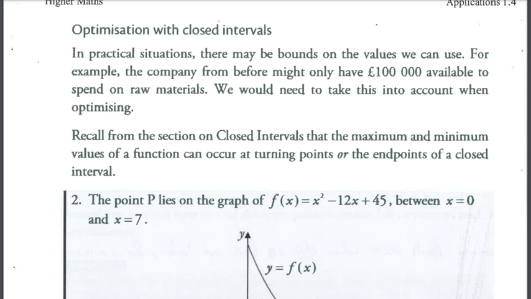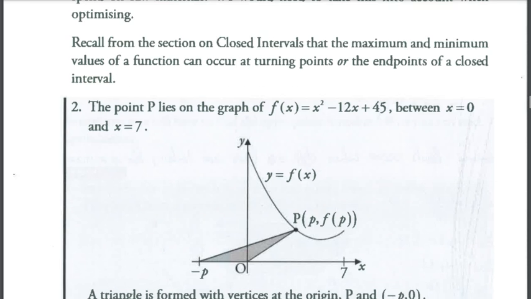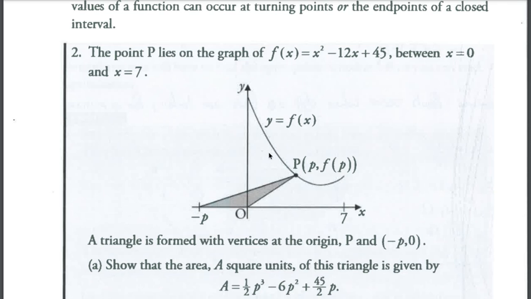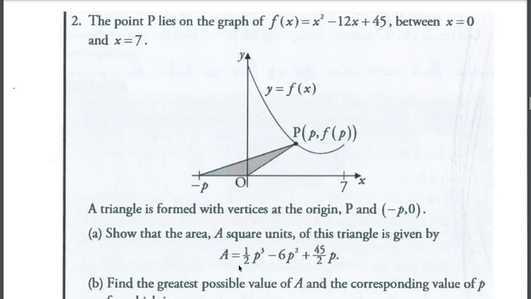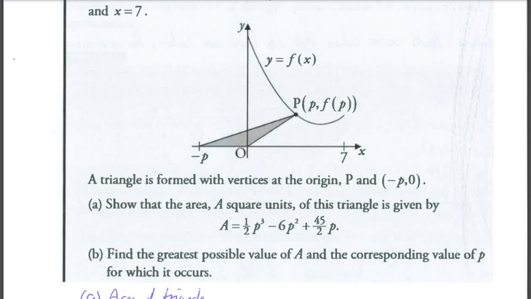So in the previous video, we showed that the area of this triangle is given by a half p cubed minus 6p squared plus 45 over 2 p. Okay, so go back and have a look at that if you need to. Part B, find the greatest possible value of A and the corresponding value of P for which it occurs.